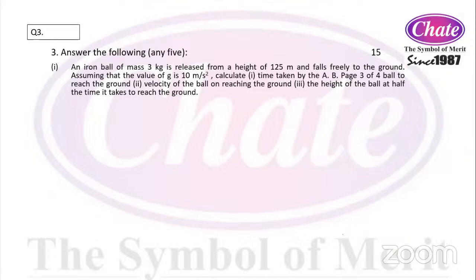An iron ball of mass 3 kg is released from a height of 125 meter and falls freely to the ground. Assuming that the value of g is 10 meter per second square, calculate the time taken by the ball to reach the ground, velocity of the ball on reaching the ground, and the height of the ball at half the time it takes to reach the ground.